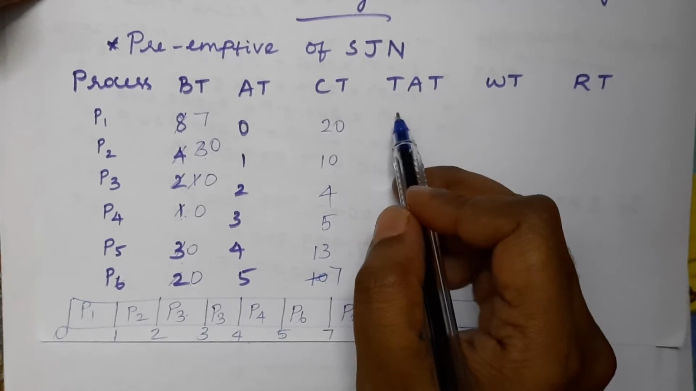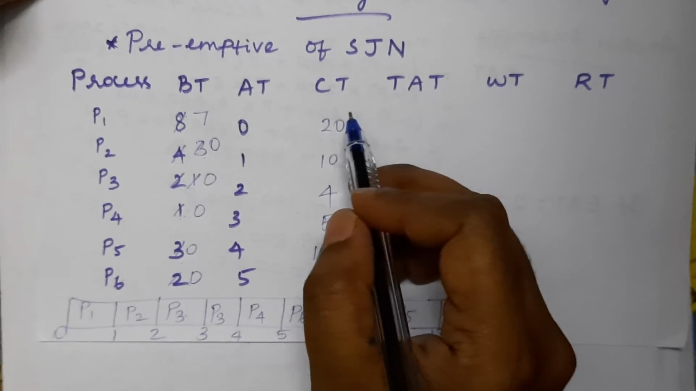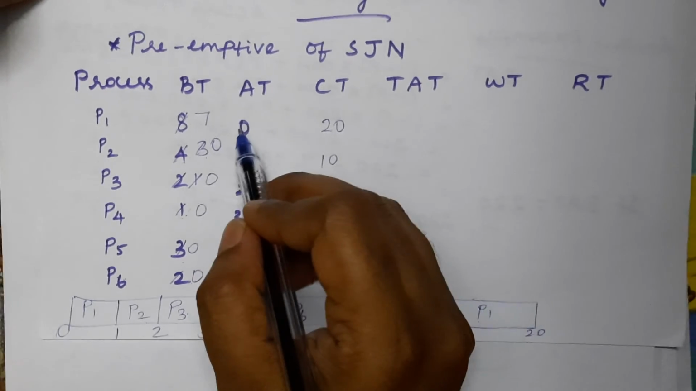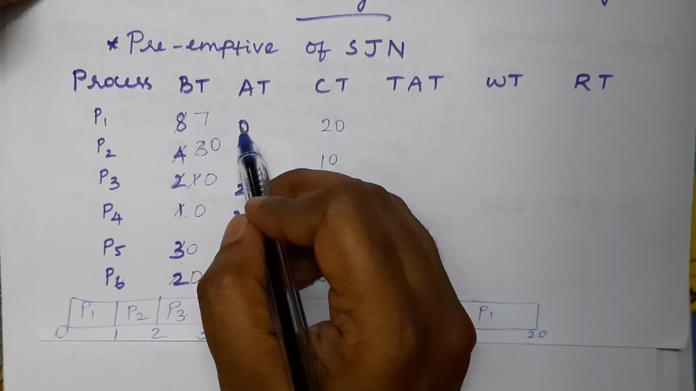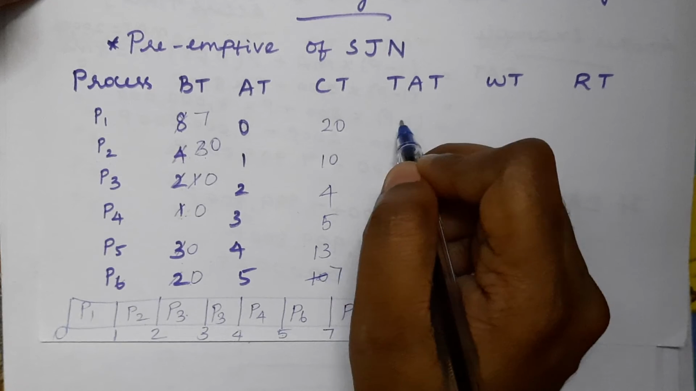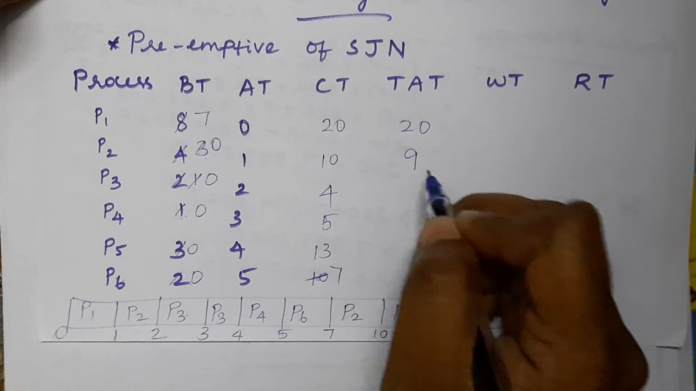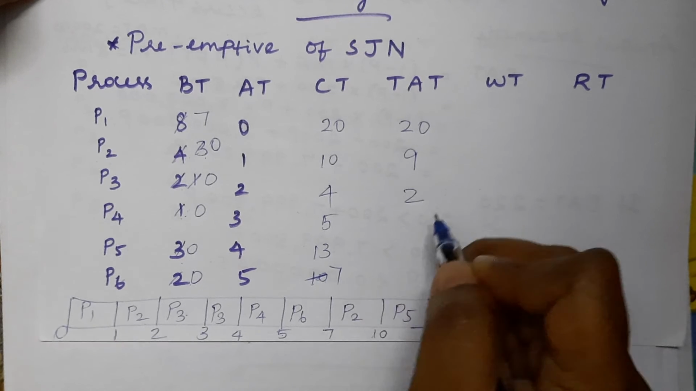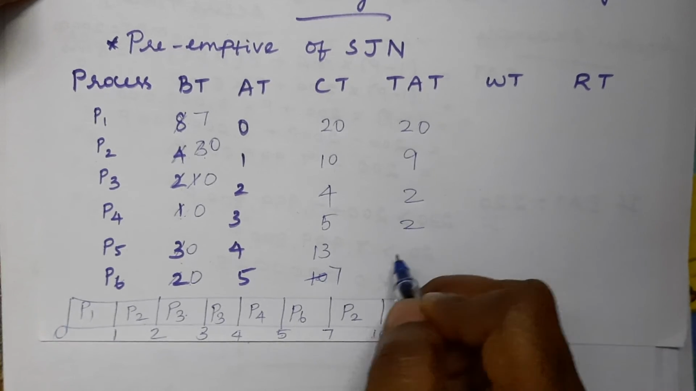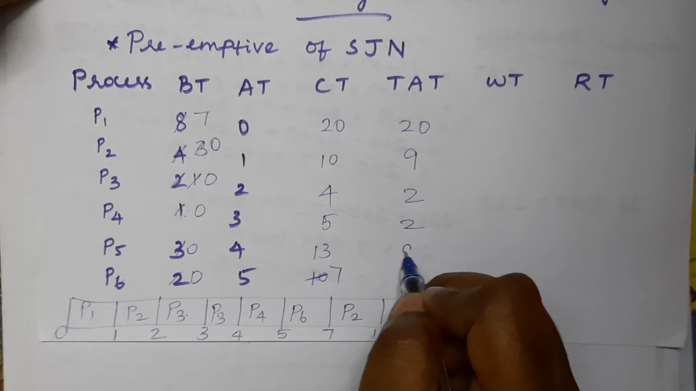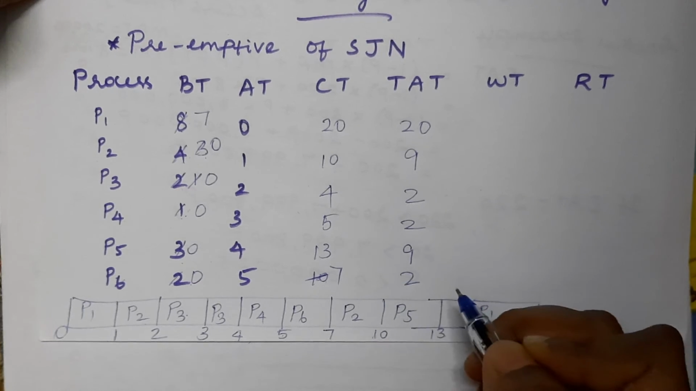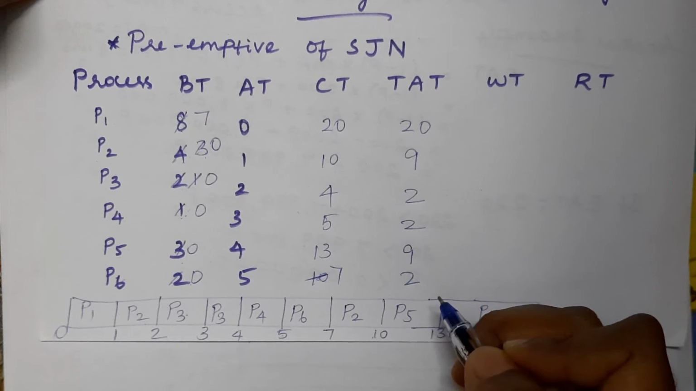Now we need to find out the turnaround time. So how can we find out the turnaround time? We need to subtract the arrival time from the completion time. If you subtract it, you will get the values for turnaround time. 10 minus 1, that is 9, 4 minus 2, that is 2, 5 minus 3, that is 2, 13 minus 4, that is 9, 7 minus 5, that is 2. Okay.